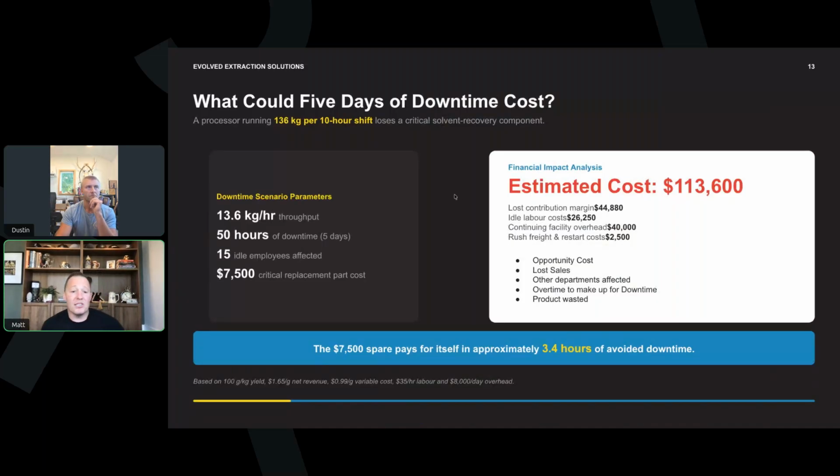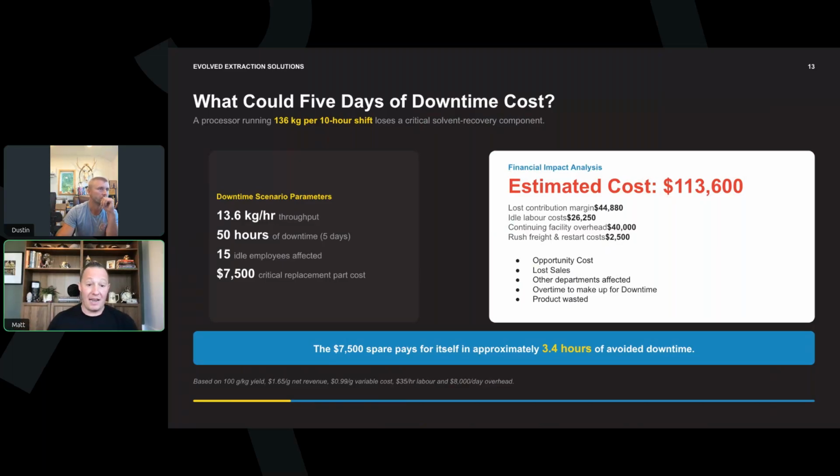This is an example scenario. This customer is running about 300 pounds a day through their hydrocarbon system, and 50 hours of downtime. They're running 10-hour shifts, 5 days of downtime. There's the cost of the pump, which was about $7,500 in this case. We basically took a $7,500 investment that they had to outlay anyways to get this replacement pump, but it turned into a $113,000 problem.